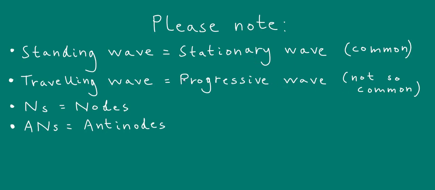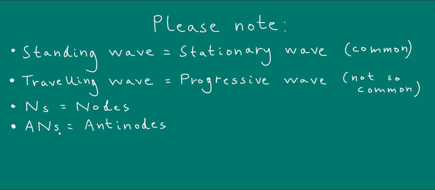Less common is traveling wave instead of progressive wave. It's something you might hear more at university level and beyond. Also in this video, to just save a bit of space, when I want to write nodes, I'll abbreviate this as a capital N, small s, and similarly, instead of antinodes, I'll write capital A and small s.